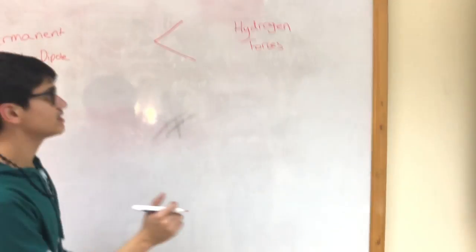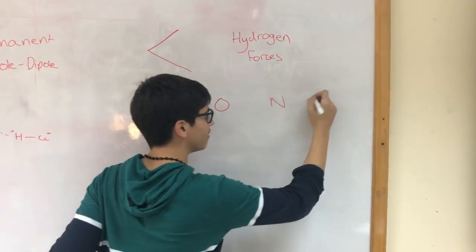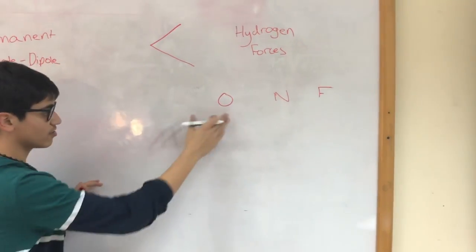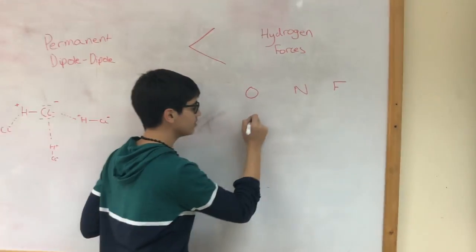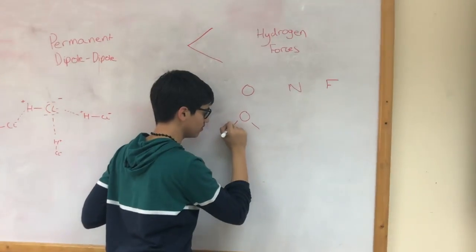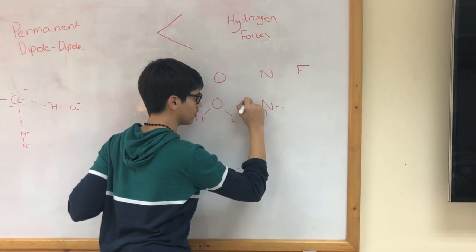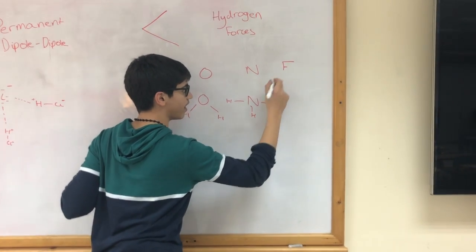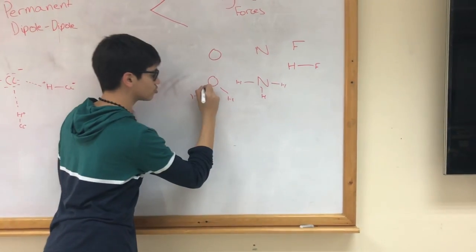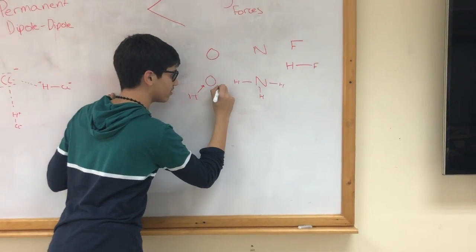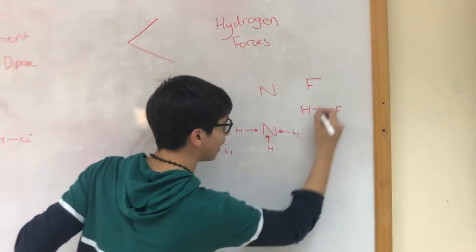And then the last type of force is hydrogen bonding. This is special and only occurs with oxygen, nitrogen, and fluorine. This occurs when these 3 elements, and only these 3 elements, are bonded to a hydrogen atom. For example, in H2O, in NH3, in ammonia, and in hydrogen fluoride. Here, the electrons are a lot more strongly attracted to the oxygen due to the very high electronegativity difference between the 2 atoms.